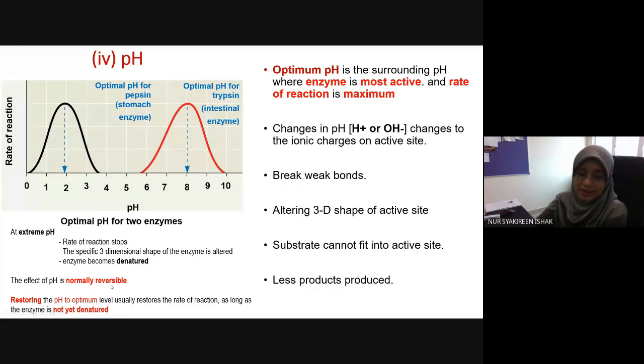If you change the pH back to its optimum pH, it may restore the shape of the enzyme if the enzyme is not yet denatured. But if it is denatured, it can no longer be done, or can no longer reverse the reaction.